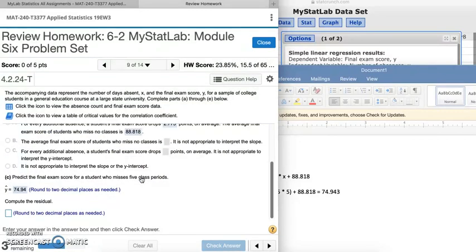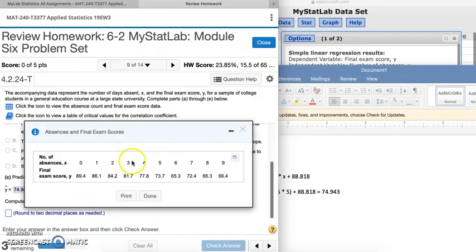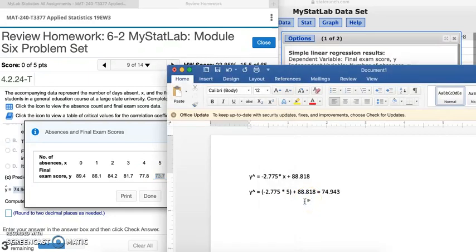This work. All right, so compute the residual. Remember, the residual is the actual value from your data set minus the predicted value. So let's go to our data set. And so for 5, our actual value is 73.7. So let's come over here. Let's say we're going to look at residual equals actual minus predicted.